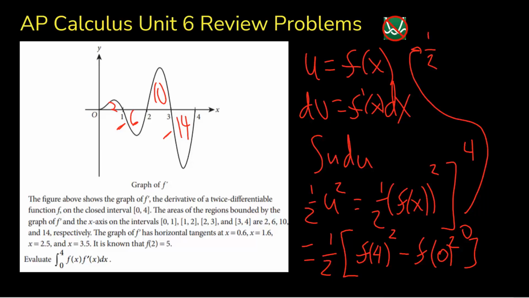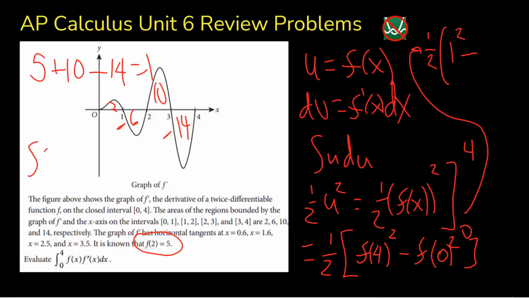F of 4 you can think of as the region from 2 to 4, because we know f of 2 is 5. So we would have 5 plus 10 minus 14, which is equal to just 1. We would have 1/2 times 1 squared minus, now we have to get f of 0. So we can use the fact that f of 2 equals 5 to help us here. Here's how we do that.